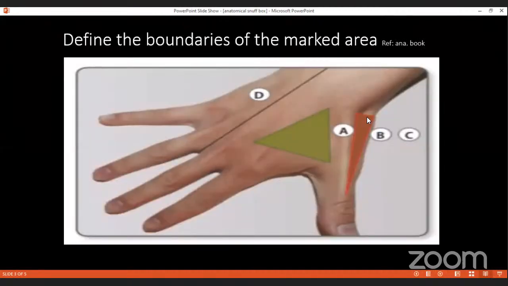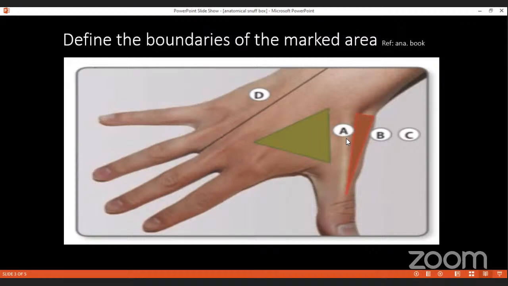Can you tell me what this orange shaded area is called? It's called the anatomical snuffbox. Can you tell me the boundaries of this area? Posteriorly and medially, there is the extensor pollicis longus tendon, and anteriorly and laterally, there is abductor pollicis longus. You have to label extensor pollicis brevis briefly.